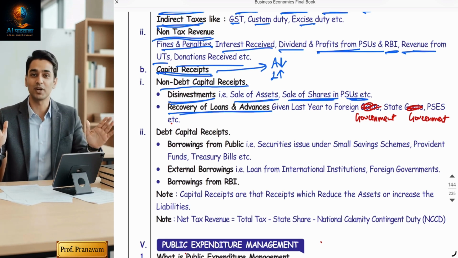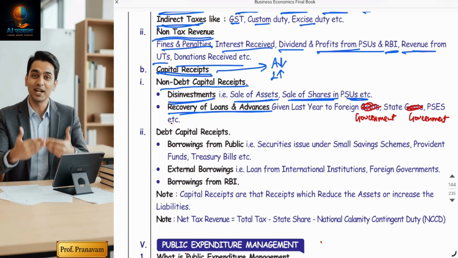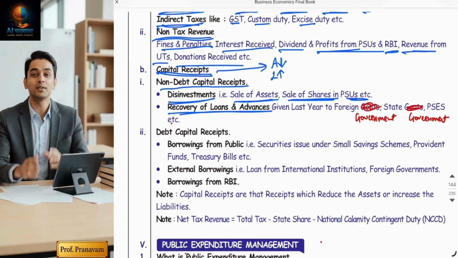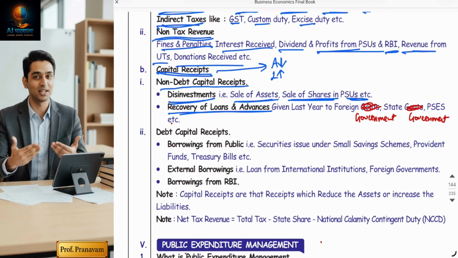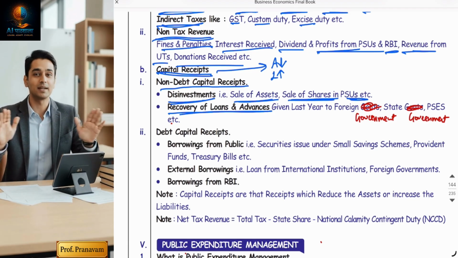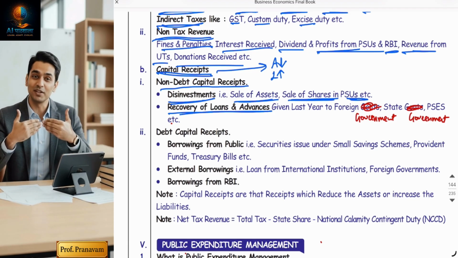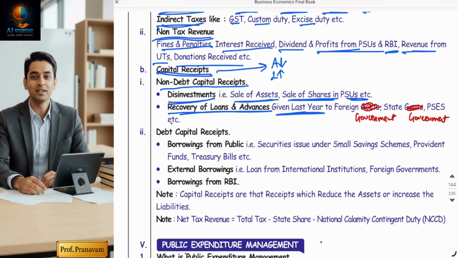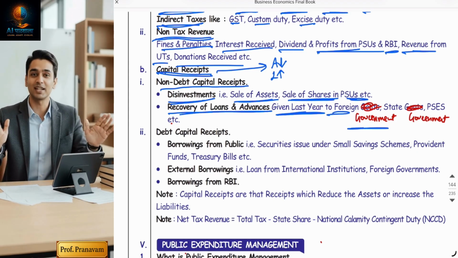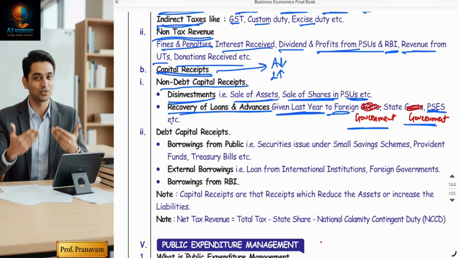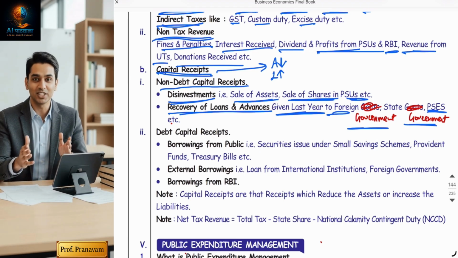Then recovery of loans and advances. In the past year, the Indian government might have given loans to other countries. So this year we are recovering those loans. Budget is made every year, so in the current year money is coming in. Because loans were given last year, that's why we are recovering in the current year, from foreign governments, state governments and various public sector enterprises.